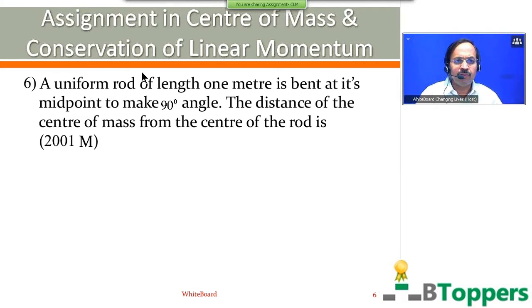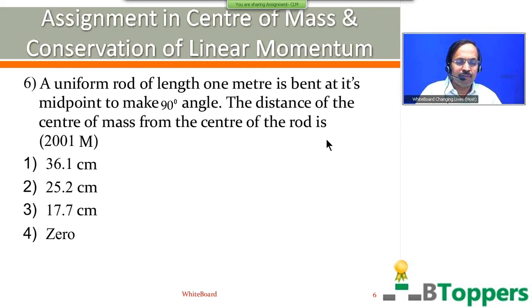Look at the question number 6. A uniform rod of length 1 meter is bent at its middle point to make 90 degrees angle. The distance of center of mass from center of the rod is. You are shown 4 options on screen. You have to try this question. Come on, try the question. This question was originally given in 2001 MCET exam in the medical entrance.